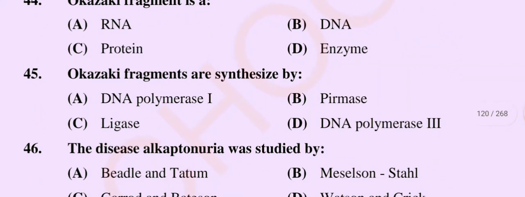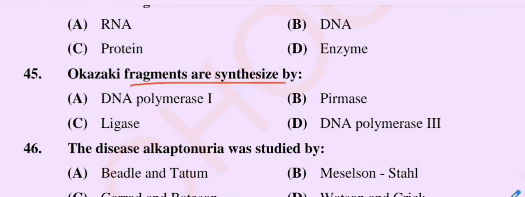Question number 45. Okazaki fragments are synthesized by option A DNA polymerase 1, option B primase, option C ligase and option D DNA polymerase 3. So the correct option is option D DNA polymerase 3.